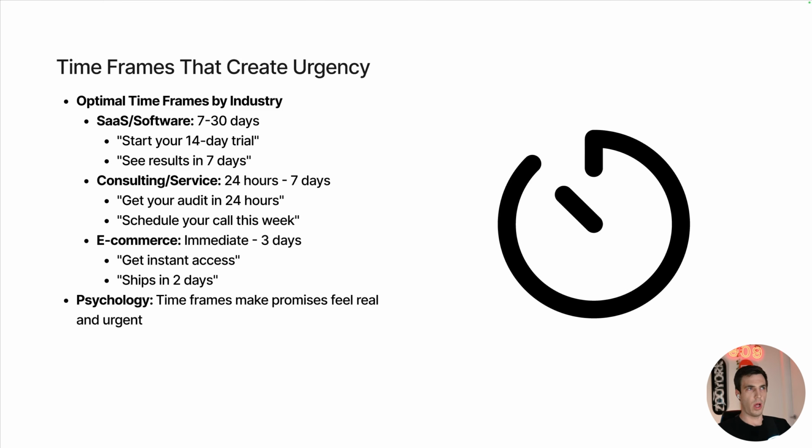Optimal timeframes vary by industry. If you're a software company, you're looking at 7 to 30 days. For consulting, it's 24 hours to 7 days, whereas e-commerce is as fast as they can get it: get instant access or ships in 2 days. The psychology behind this is that timeframes make promises feel more realistic and urgent.